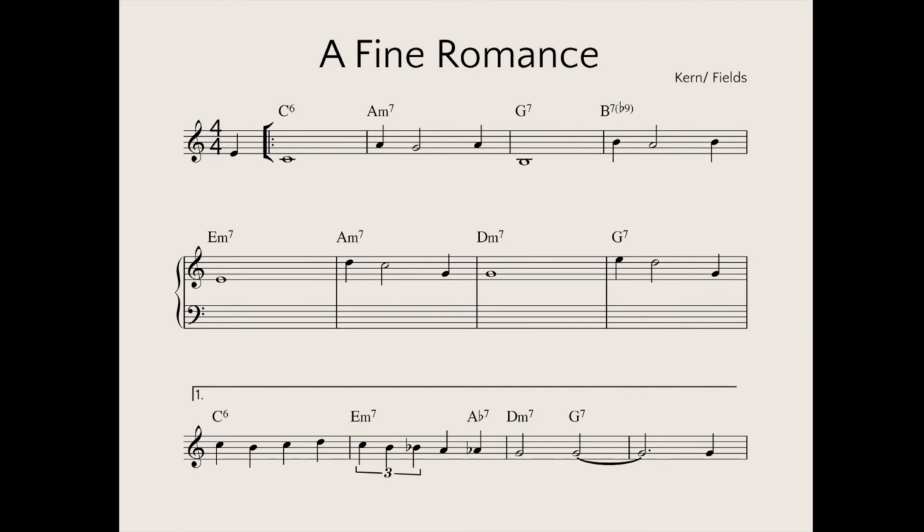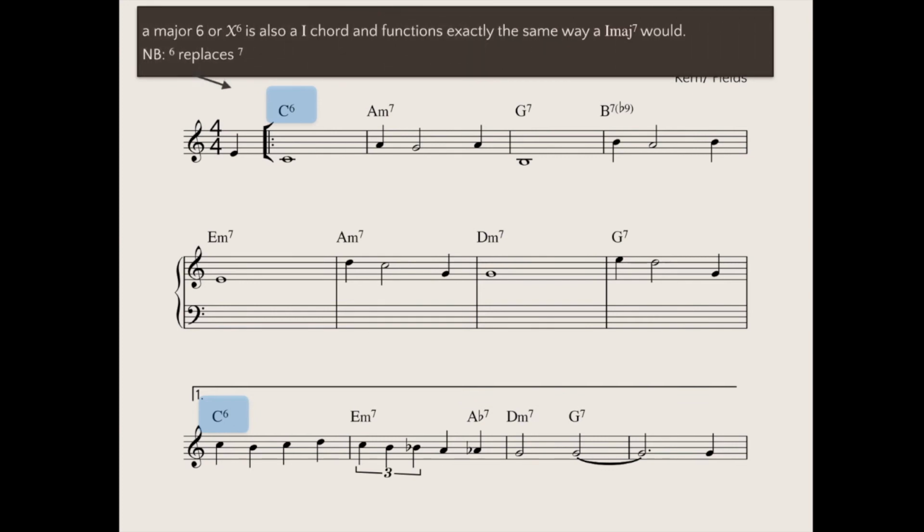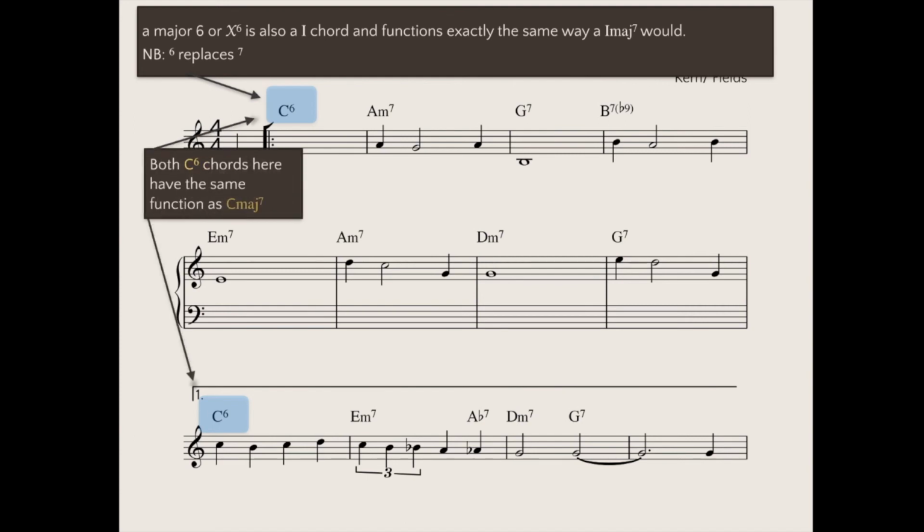Before we get going, there's a new chord quality in bars 1 and 9, a major 6 chord. I'll explain it. A major 6 is also a 1 chord, and functions exactly the same way as a 1 would. That means 6 replaces 7. We'll look at this further in the next video. That means both C6 chords here have the same function as C major 7.